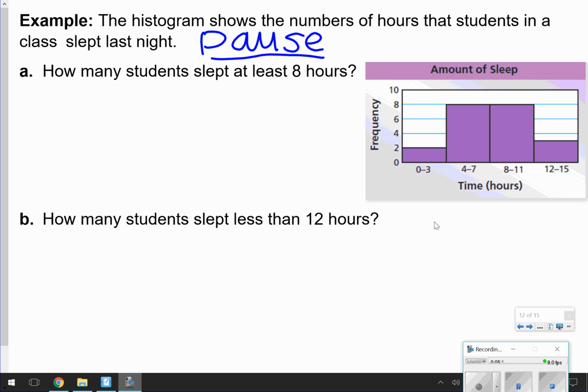For this first one, how many students slept at least 8 hours? That means 8 or more. Looks like we have 8 in this first category, 8 to 11. And then the second category looks to be about 3, so that'd be 11 students that slept at least 8 hours. How many students slept less than 12 hours? Well, that'd be everything before 12. We have 8 here, and then 2 here, so that's 16 plus 2, going to give you 18. How'd you do?